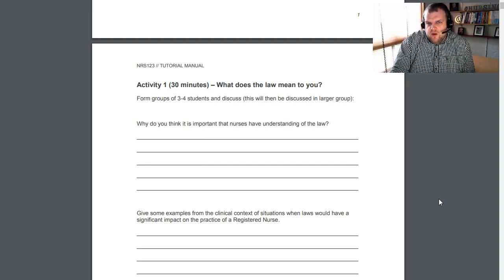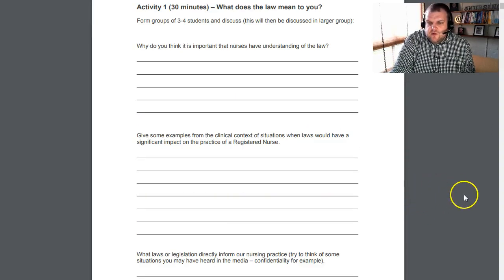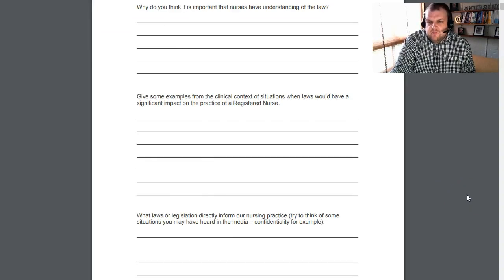If there's been a report going against a nurse for breaching a particular thing, or a complaint's been made about the nurse and they were unaware of that rule, would that make a difference? So I usually talk to them about that as well, that being ignorant to laws doesn't mean that they don't apply to nurses. Give some examples from a clinical context of situations where laws would have a significant impact on the practice of a registered nurse, and really any nursing practice would have an effect by laws.